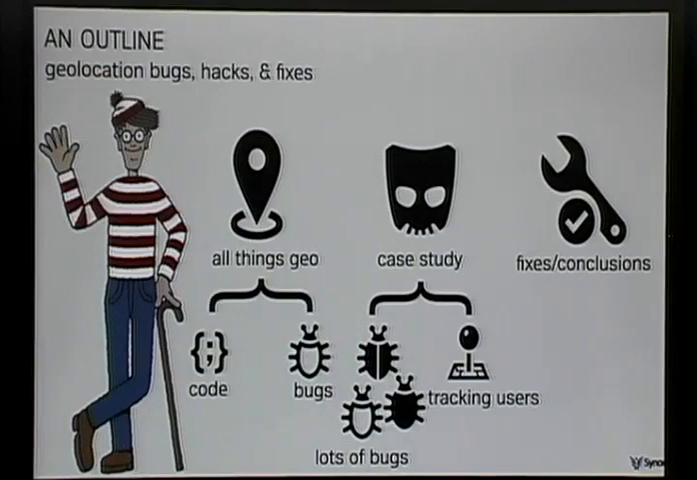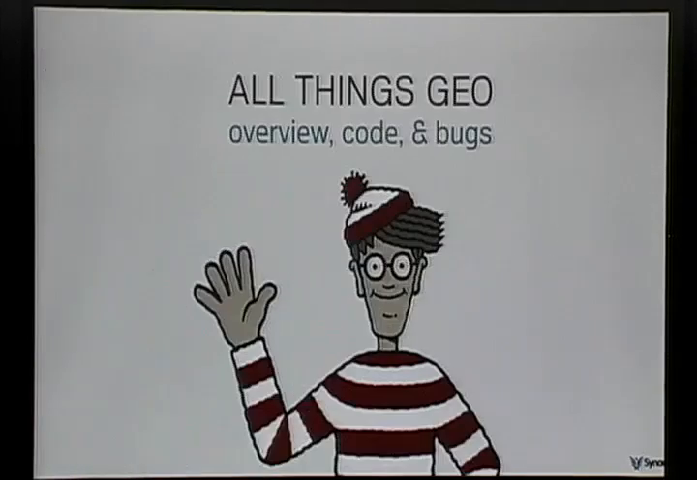And then finally, because we want to have some good suggestions, we're going to describe some fixes and then have a brief conclusion. All right, so first an overview of geolocation, some code, and some interesting bugs.